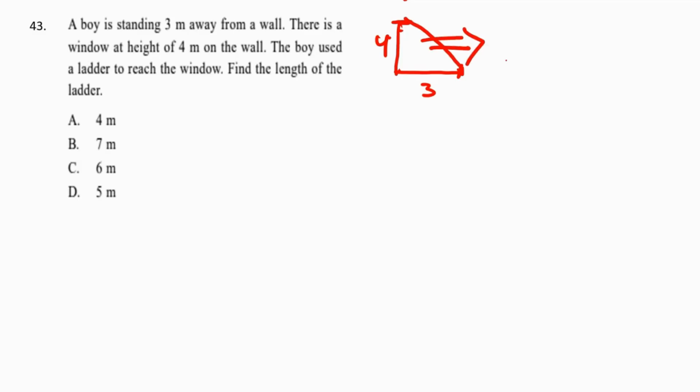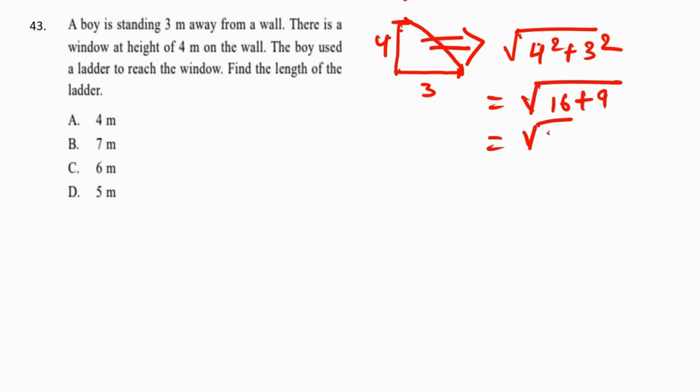So basically, this is a scenario where the base and height are given. A right angle triangle is formed, and you have to find the hypotenuse. So using the Pythagoras theorem, the hypotenuse is the square root of base square plus height square, which is 4 square plus 3 square, that's 16 plus 9, which is 25. So the square root of 25 is 5. So the hypotenuse is 5. So the length of the ladder is 5 meters, option D.